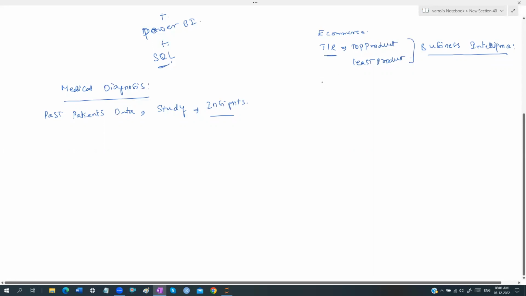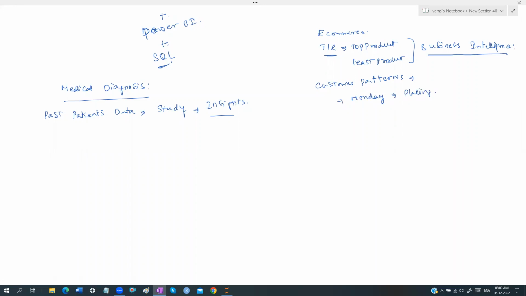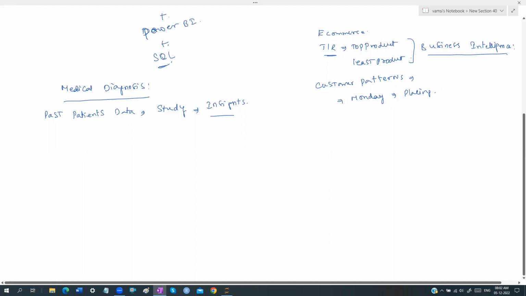For example, if they try to analyze each and every customer's patterns, I don't want the total sales, how much was done. It is going to be customer patterns. For example, let us say every Monday a customer is placing an order. It is each and every customer's pattern. So automatically we can expect that next Monday he is going to place an order. Could you expect what product he may buy? We can have a chance.